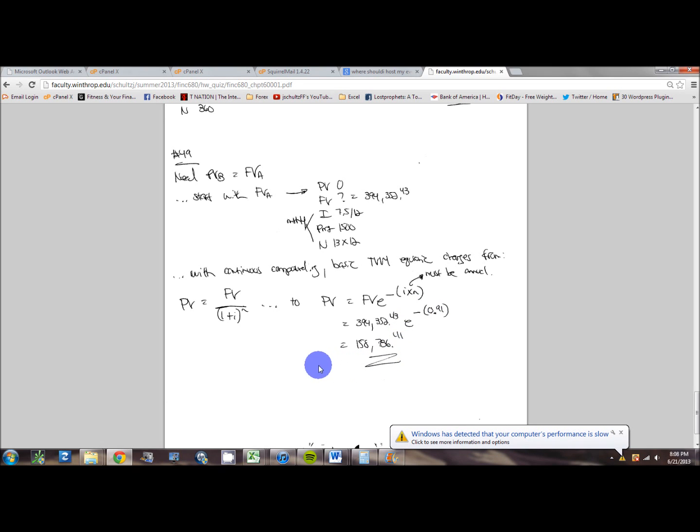And then if you literally take 394,352.43 times e to the x of negative 0.91, this is your answer. This is the present value of B that is required to get to the future value of A.